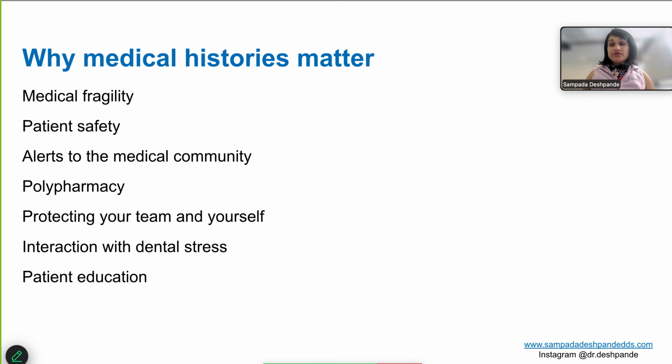Whereas actually the next 2 to 3 hours after sedation are very, very critical for patient safety. And many times they are not given proper instructions on how to take care of themselves at that time, or what to do should they start to seize, or should they start to have some kind of apnea issues. We don't give them enough instructions to take care of themselves, and that's a problem. Alerts to the medical community.